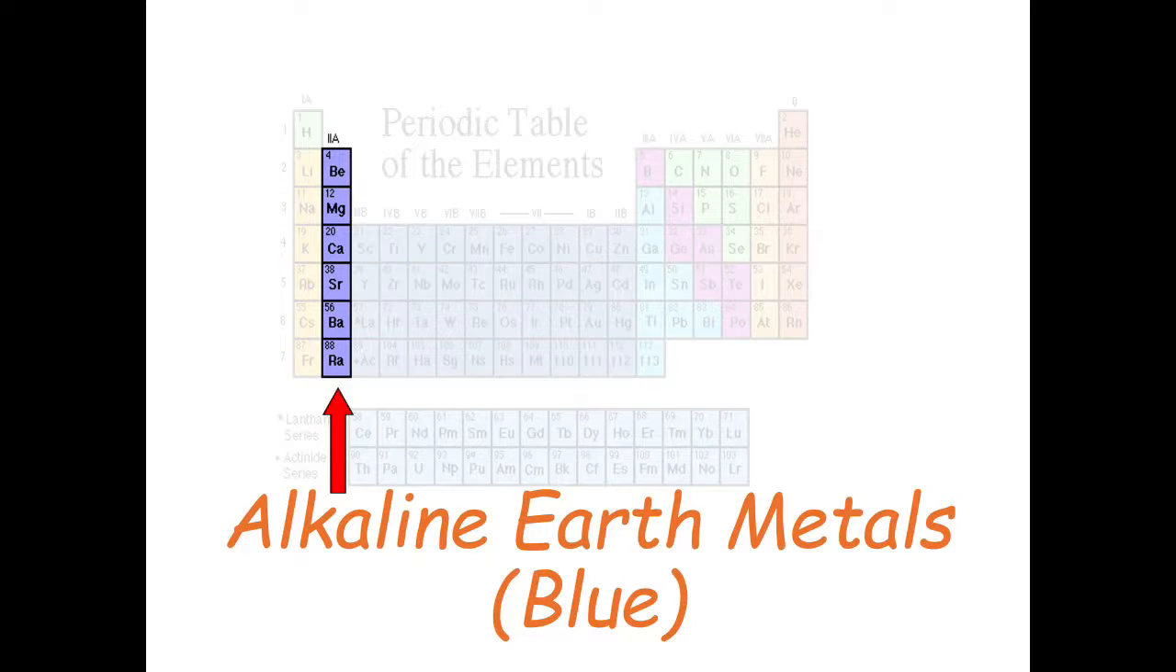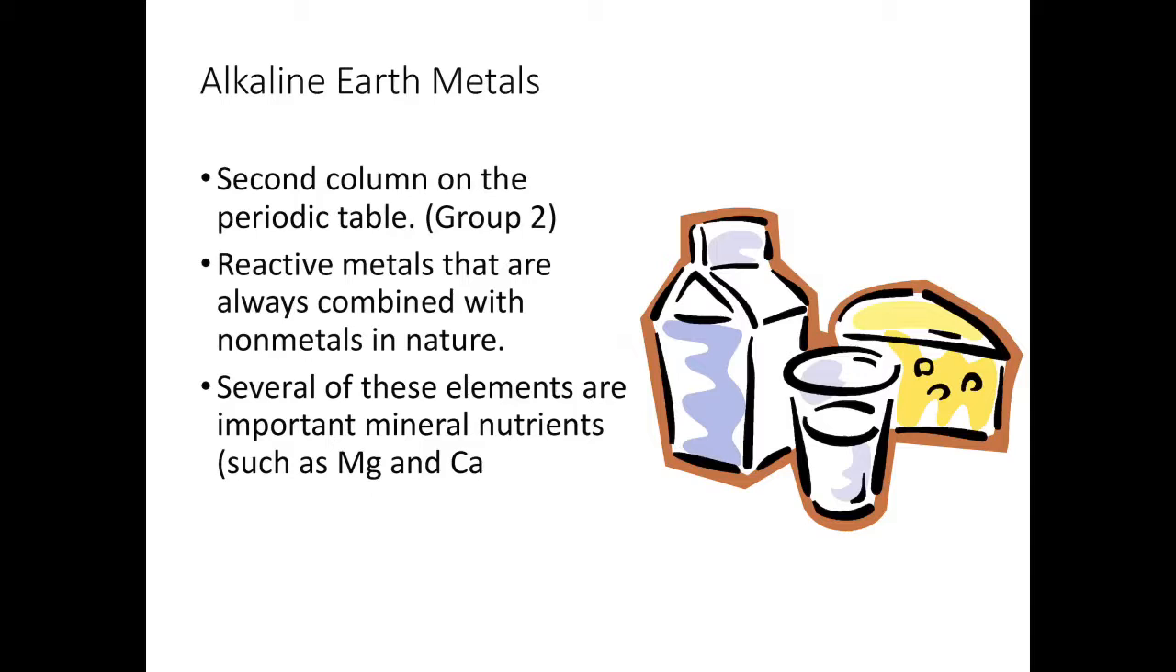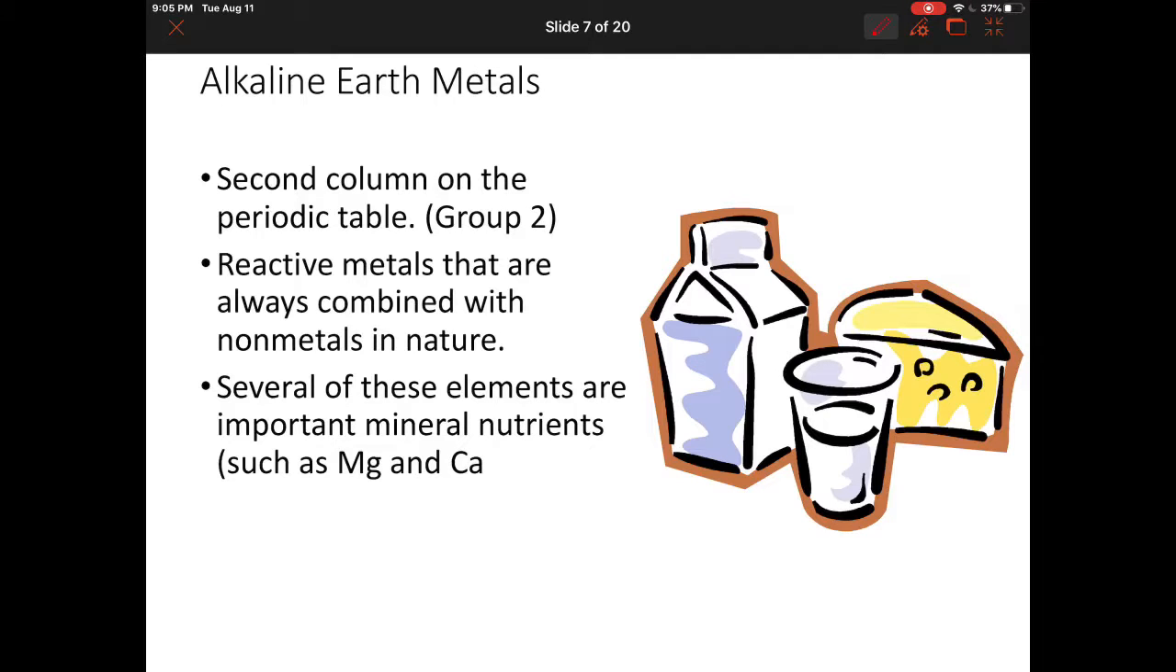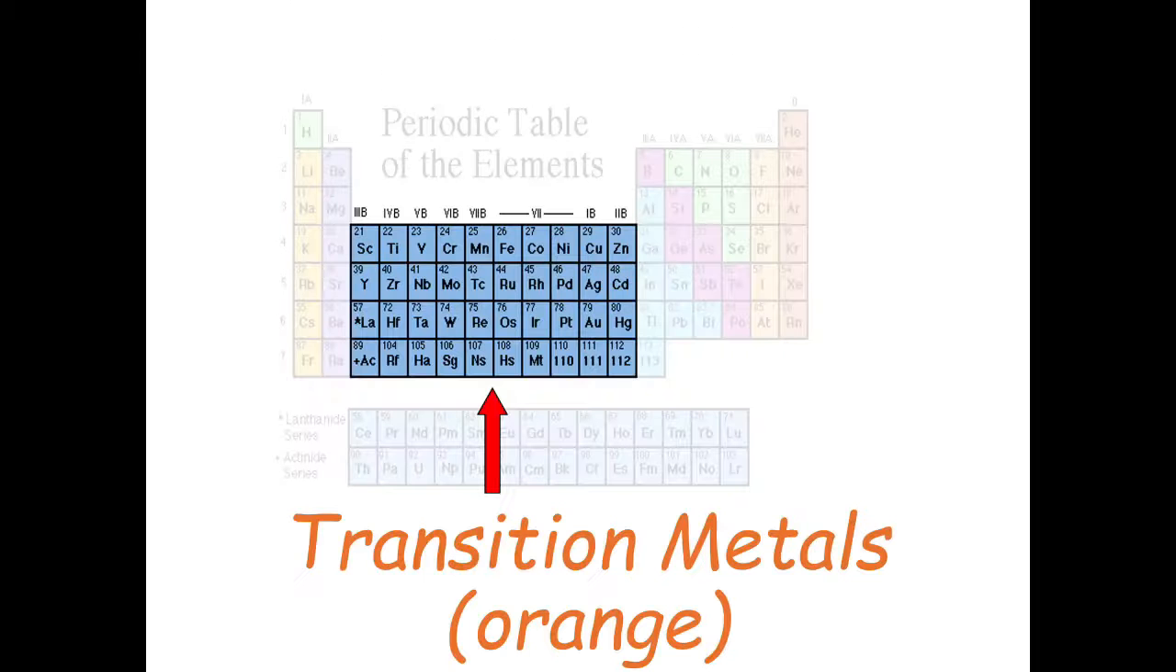The second column are called the alkaline earth metals, the second family on our table. So they're going to be group 2. They are very reactive metals, and they're always combined with something else in nature, kind of similar to how our alkali metals were. Several of the elements are important minerals like magnesium and calcium. If we want to remember where alkali versus alkaline are, group 2 are the alkaline earth metals, and it's 2 words. Group 1 are the alkali metals, and that's 1 word.